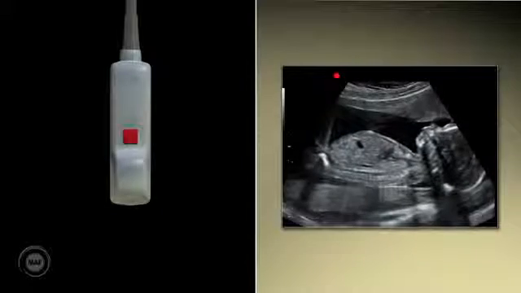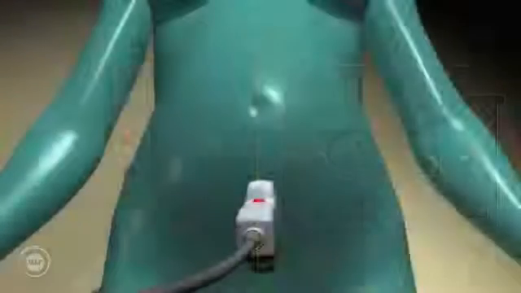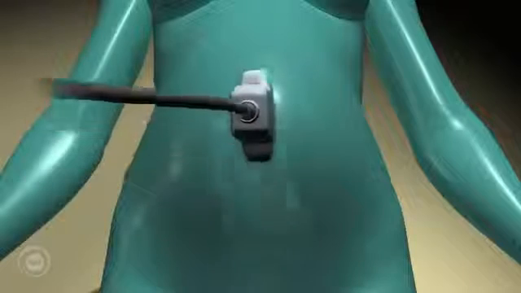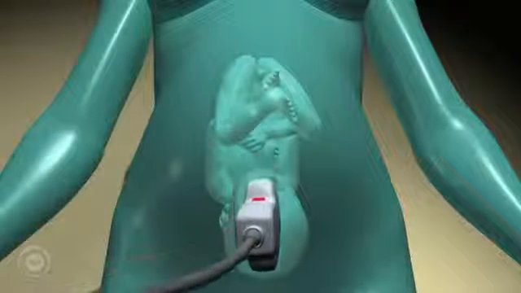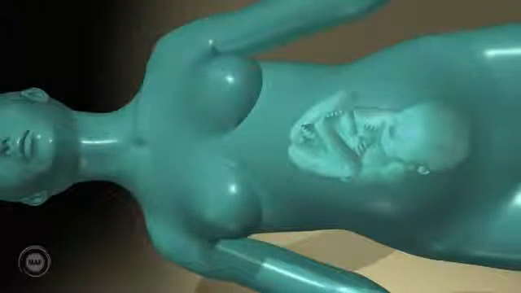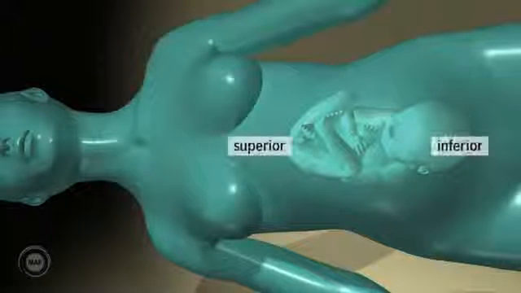image on screen. If the probe is placed on the mother's pubic bone in the longitudinal plane, one must consider where the dot is on the probe and relate it to the dot on the screen in order to interpret the image. In the longitudinal plane, the left side of the screen represents the superior part of the mother, and the right side represents the inferior part of the mother.